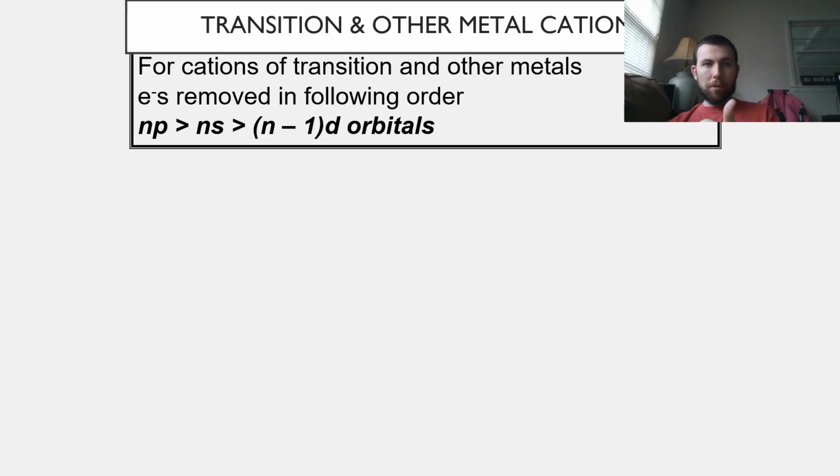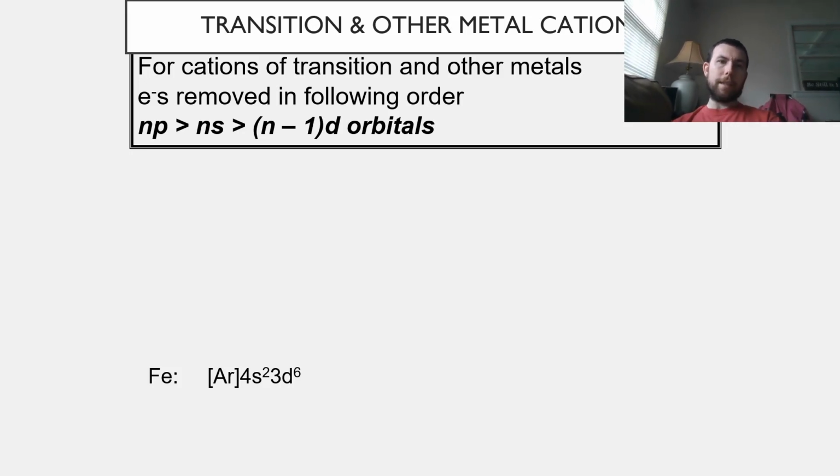If there are no p orbital electrons to remove in the highest energy level, then we move to the s orbital. If there are no more electrons to remove from the highest s orbital, then we remove from the highest available d orbitals. Hopefully, as we look at some examples, that'll make a lot more sense. So, let's take a look at something like iron. So we've got iron as 4s2, 3d6.